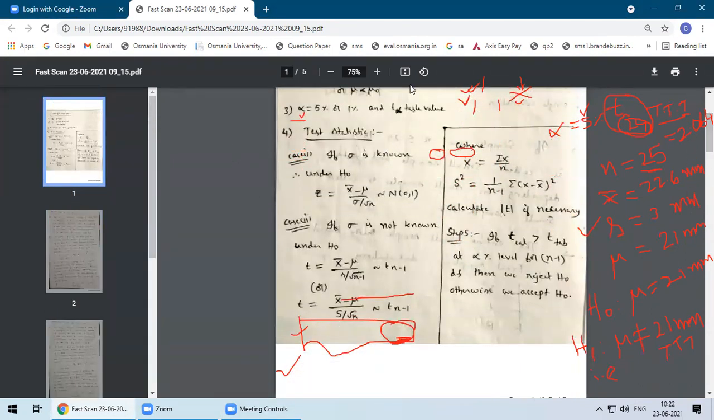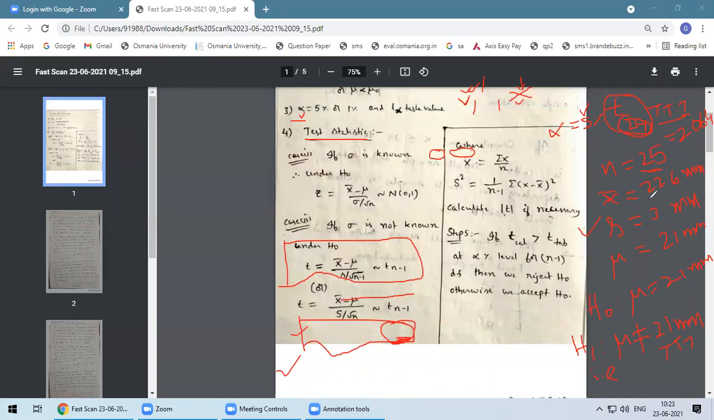Write down step number 4, everybody. Step number 4, under H0: test statistic you have to calculate. This is the formula. Under H0, t equal to x bar minus mu by small s by root n minus 1, because I know small s here.